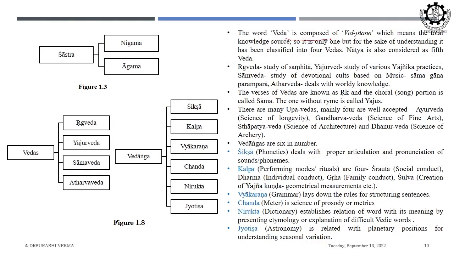Here you can see that the word Ved is composed of Vid-jñāne. I explained in yesterday's lecture that Vid is the root from which the Ved term gets derived, and Vid means to know something, Jnāne arthe. So whatever is being known, whatever knowledge we possess, that is Ved.